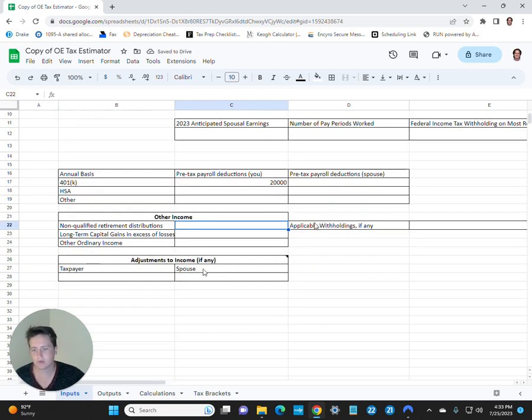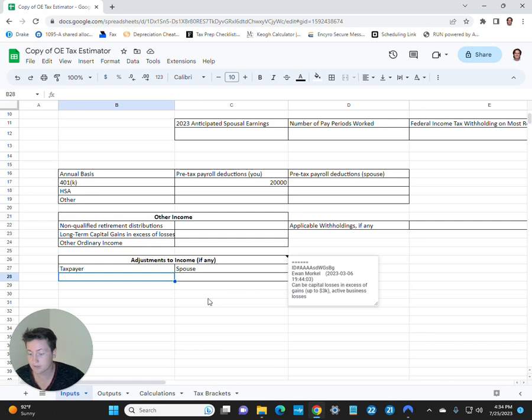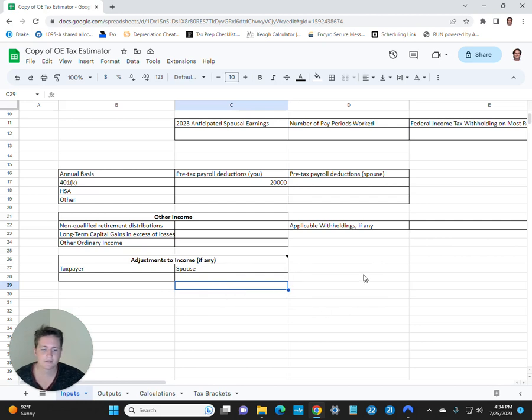Here's where you can put other income. Other ordinary income would be stuff like interest, and non-qualified dividends as well. Adjustment to income can be business losses, as well as any capital losses up to $3,000, because that's the maximum amount you can claim every year. If you liquidate a 401k or an IRA and take a normal non-qualified distribution, you're likely to have some withholdings there, and there will also be a 10% penalty. That will be calculated if you put it in this cell.